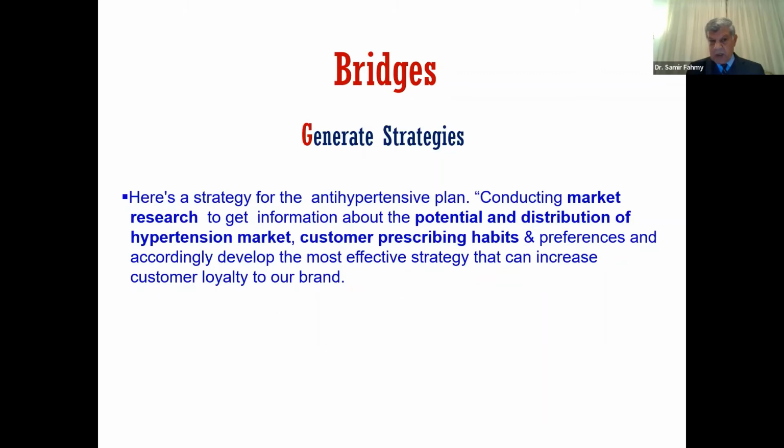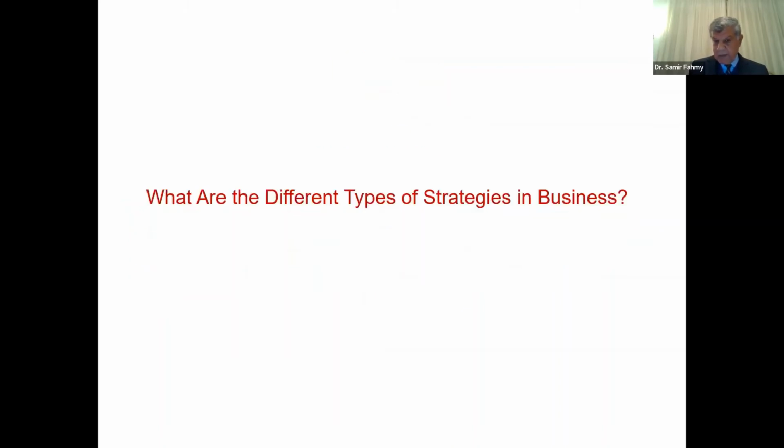Here again, to generate strategy, it is very important to conduct market research, that's another way to get information about the potential and distribution of the hypertension market, customer perception, habits, our service, the level of providing the different qualities of medicine, preferences, and accordingly develop the most effective strategy that can increase customer loyalty to our brand. What are the different types of strategies in a business?